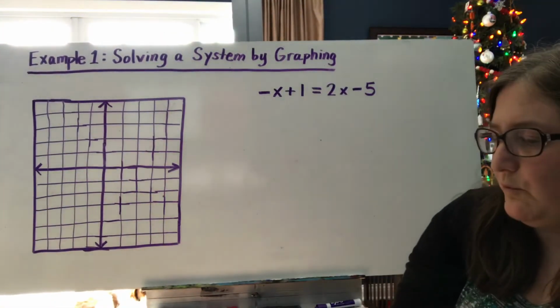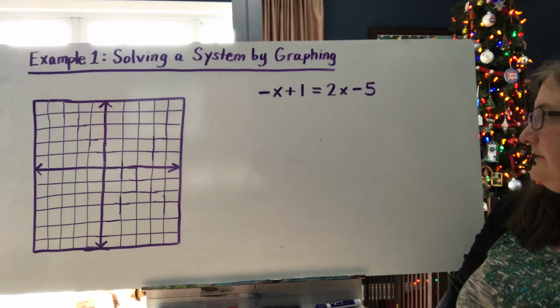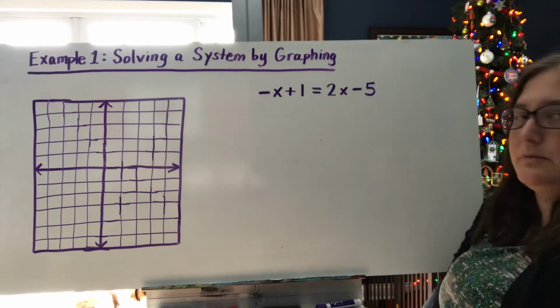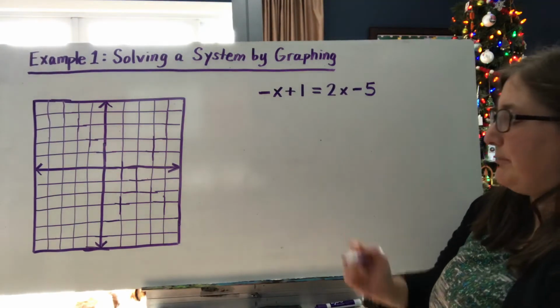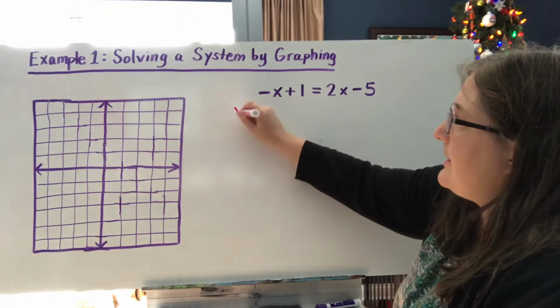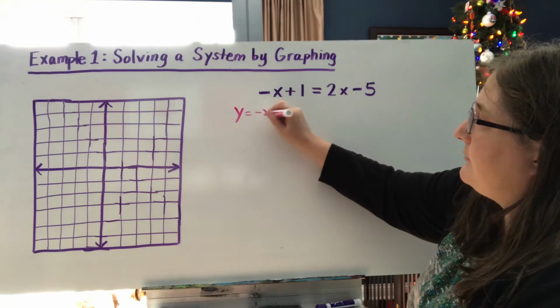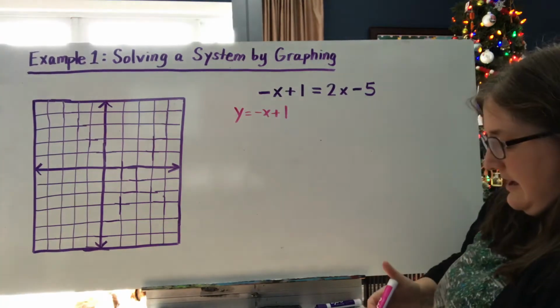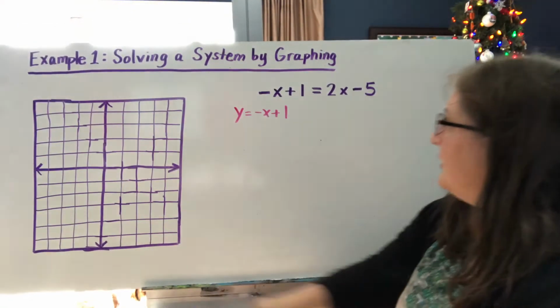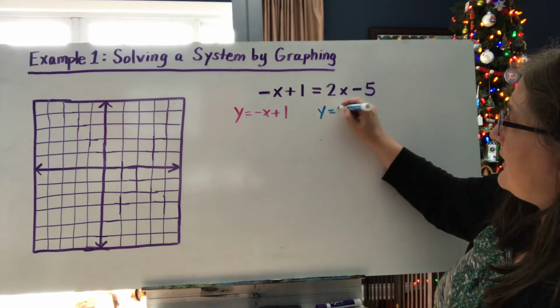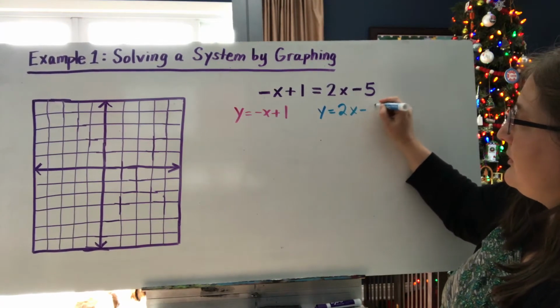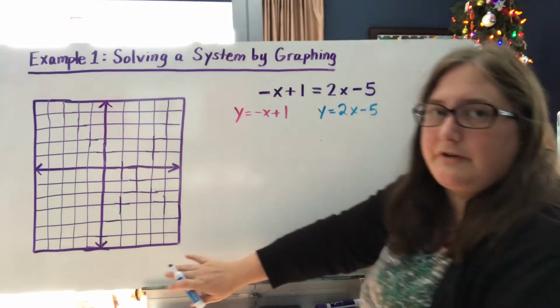So here I've got one equation with variables on both sides. Negative x plus 1 equals 2x minus 5. I'm going to write it as two separate equations. y equals negative x plus 1. And I'm going to write y equals 2x minus 5. And I'm going to graph both of these on this graph here.